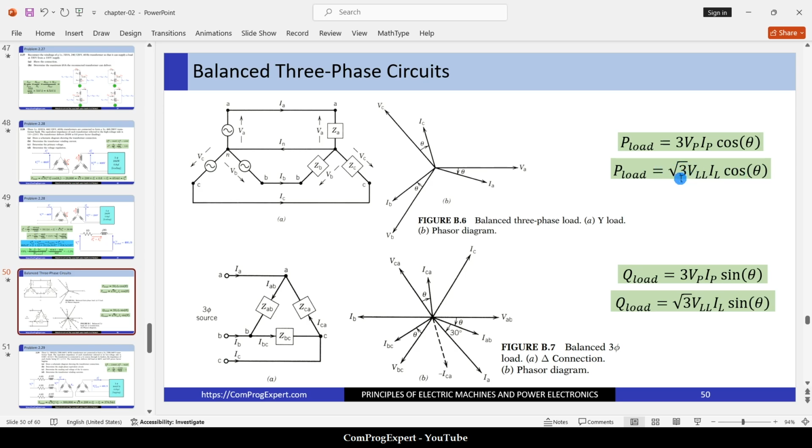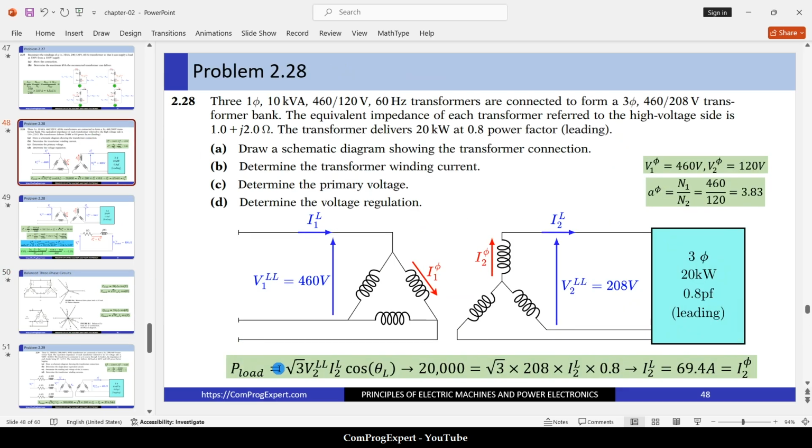Square root of 3 times the line-to-line voltage times the line current times cosine of theta. Theta is the angle of this impedance ZA, ZB, ZC that are equal. So yes, you can review the equations. We have these equations for reactive power. Either you can use again the phase values or line-to-line values. Anyway, so here we have this equation.